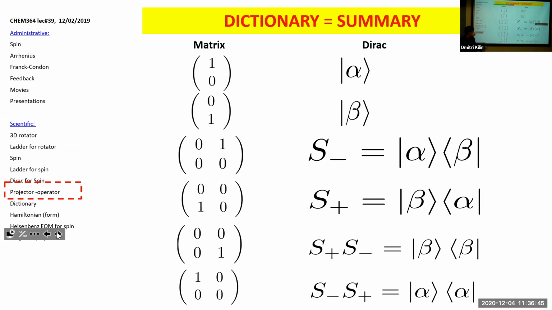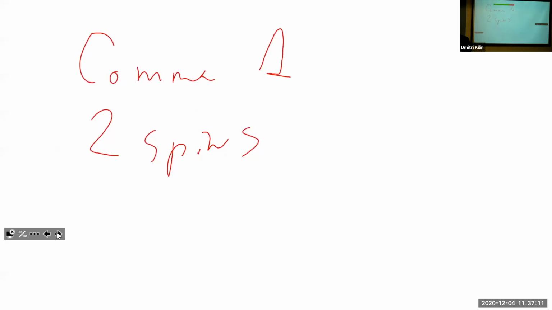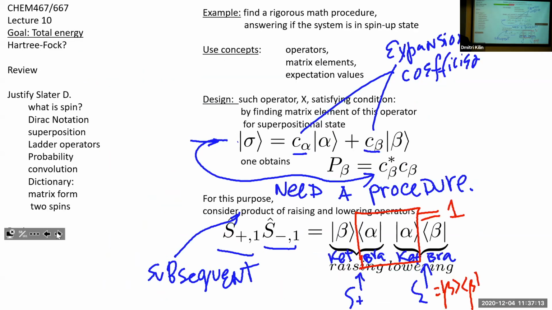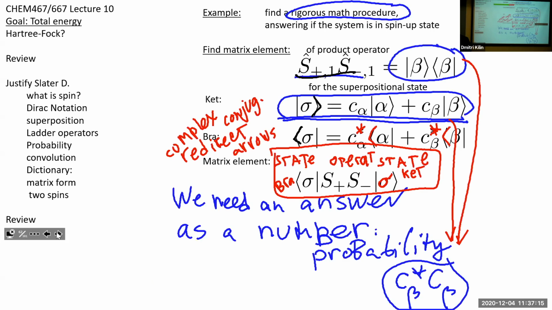So, a little dictionary, our intermediate stage before I dive deeper into spin rotation. Alpha and beta basis vectors, and then four operators: lowering, raising, product of raising and lowering, inverse product. Okay. I do want to connect these things to the rotating spin.